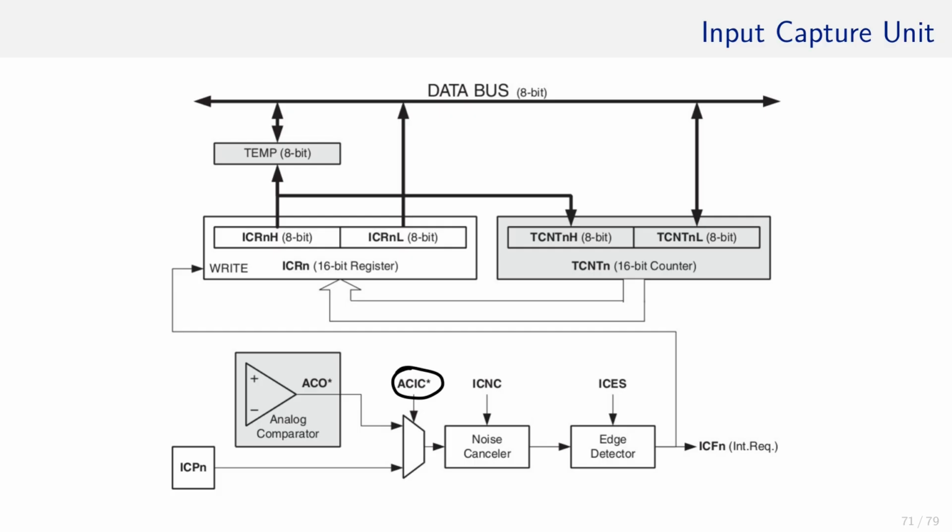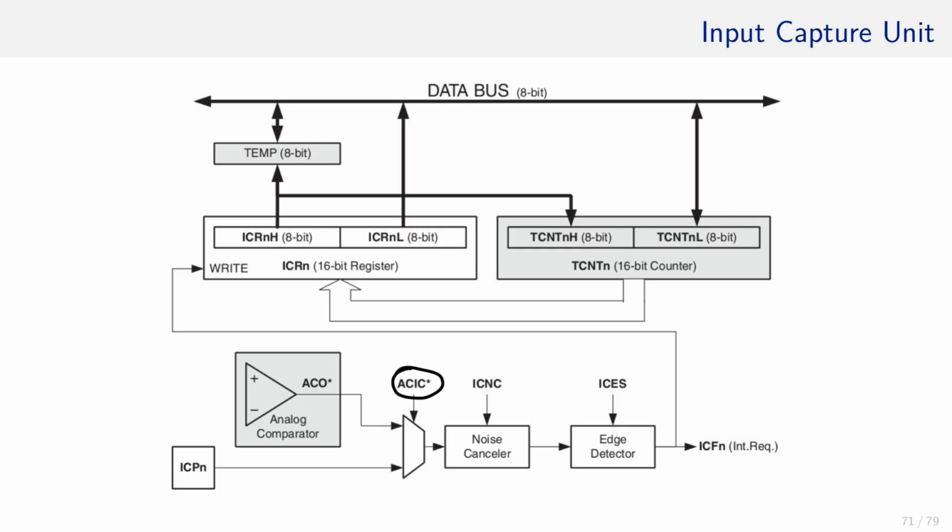Therefore, that ICR needs to be read as soon as possible in your program. What can you do with that information? There are multiple scenarios. One of them, you could determine the period of a regular incoming signal, for instance, by calculating the difference between two consecutive ICR values.